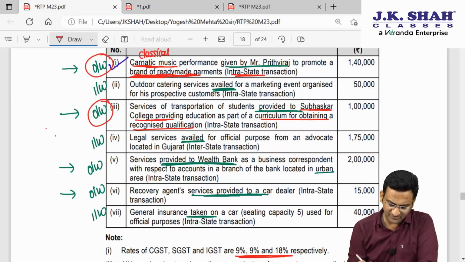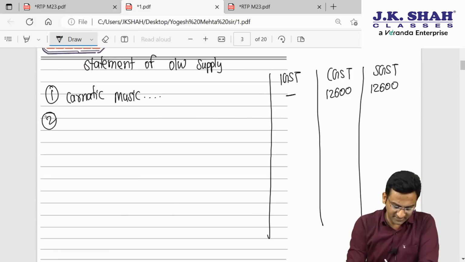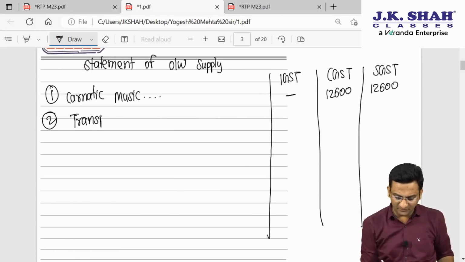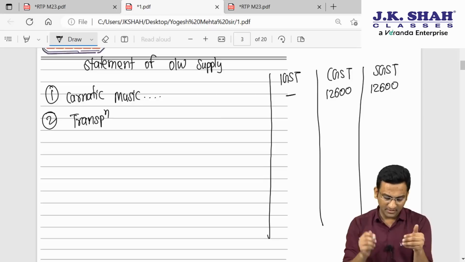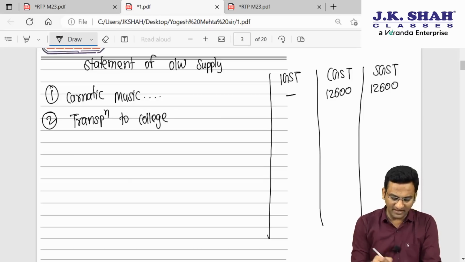So again, the services of transportation of students. If transportation services are provided to a school up to HSC, then it is exempted. But in this case, the transportation services are provided to colleges. Then it will be taxable.